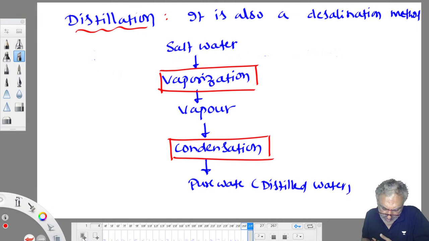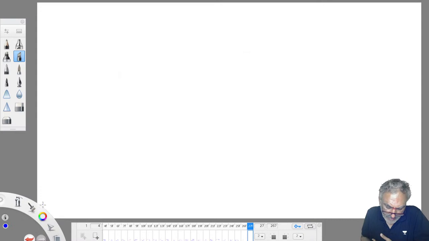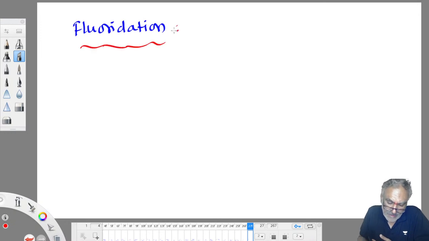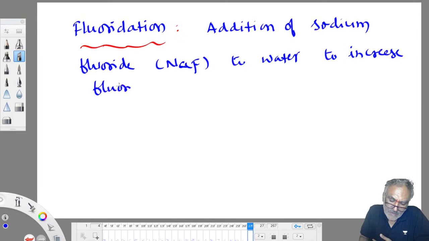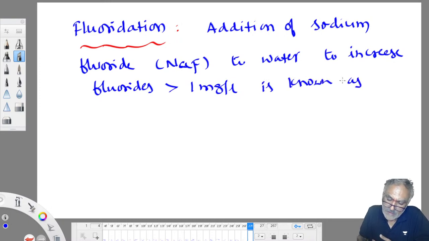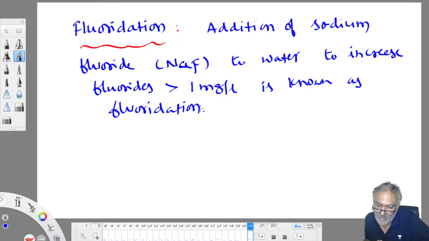In addition to this, we also carry out fluoridation and defluoridation of water. What is fluoridation? Addition of sodium fluoride to water, to increase the fluoride concentration in water above 1 milligram per liter, is known as fluoridation. Understood? So we require fluorides at more than 1 milligram per liter. Whenever water has less than 1 milligram per liter, we go for fluoridation.